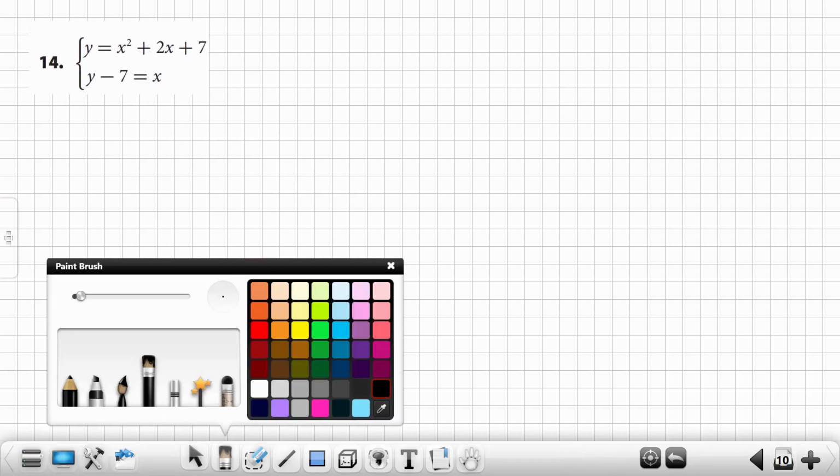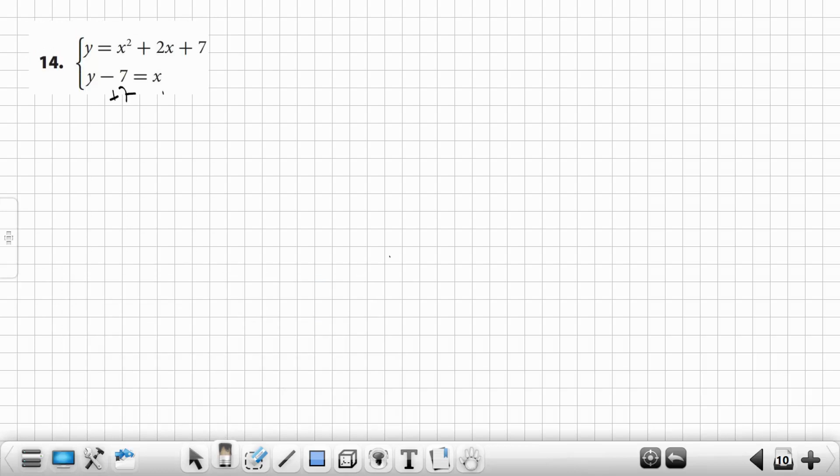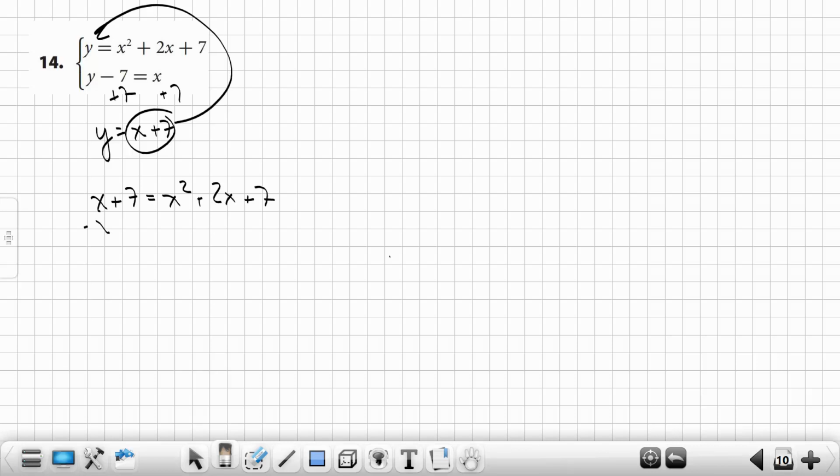All right, so I'm going to add 7. So I have y equals x plus 7. I'm going to take that and plug it into that y, and I get x plus 7 equals x squared plus 2x plus 7. Oh my gosh, it's not even a doozy. They did it again. Cancel, cancel, cancel. I have 0 equals x squared plus x.